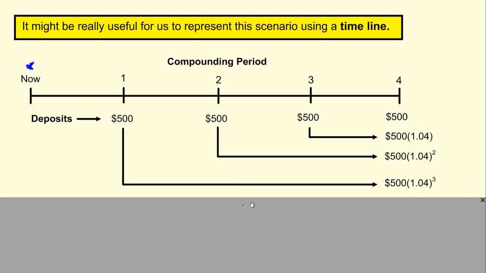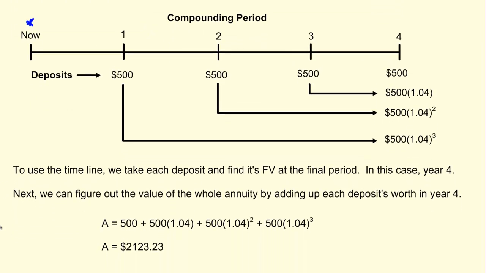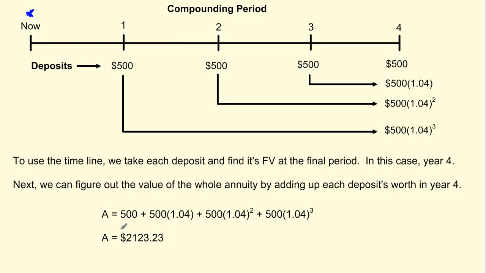And so our total amount is going to be all of those added up together. 500 plus 500 times 1.04, plus 500 times 1.04 squared, plus 500 times 1.04 to the exponent 3. And we end up with, if we add that all up, $2,123.23. We said it had to be at least $2,000, and so you can see that we earned $123.23 in interest over those 4 years.